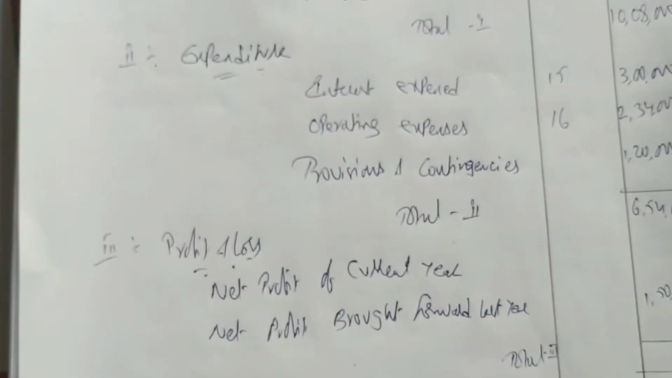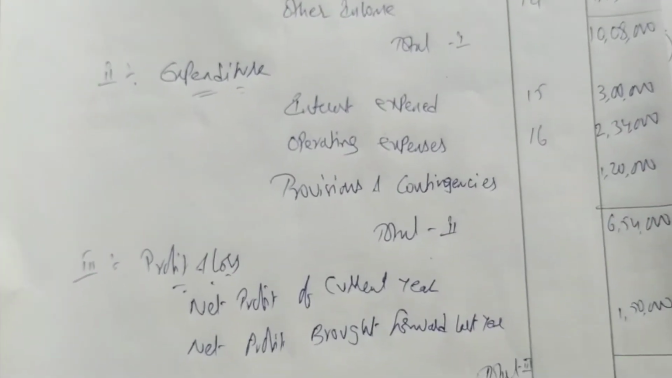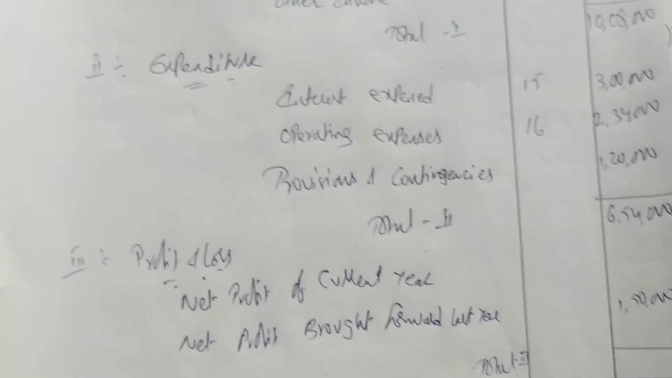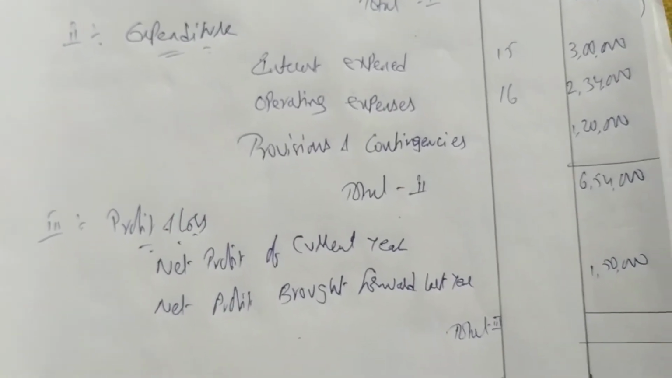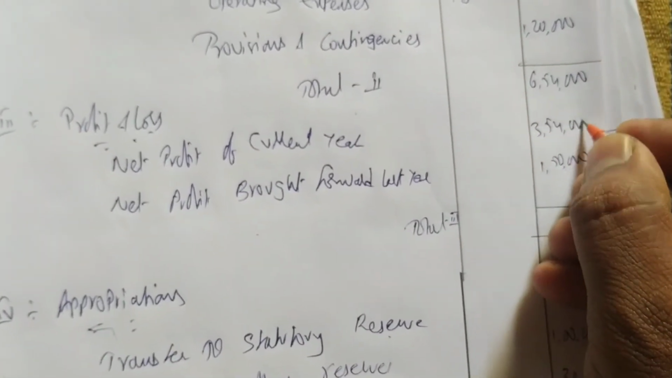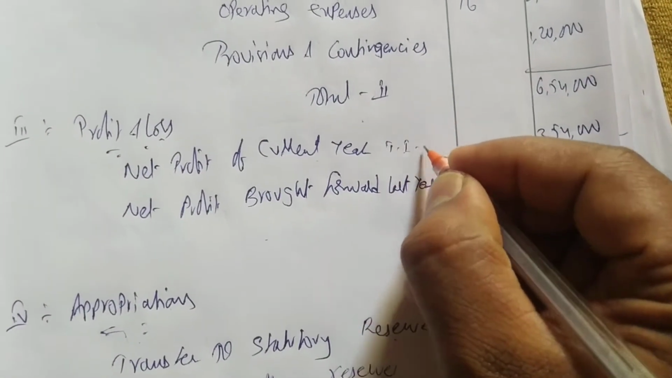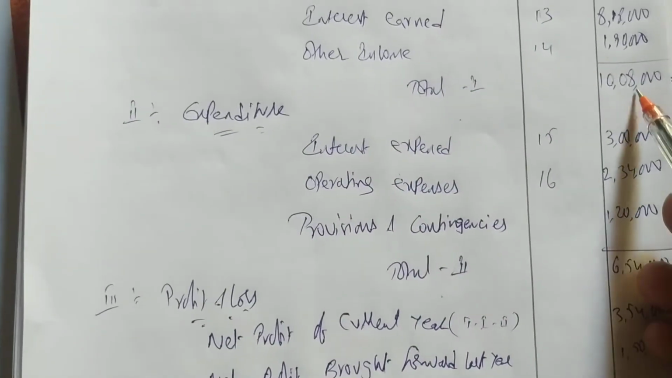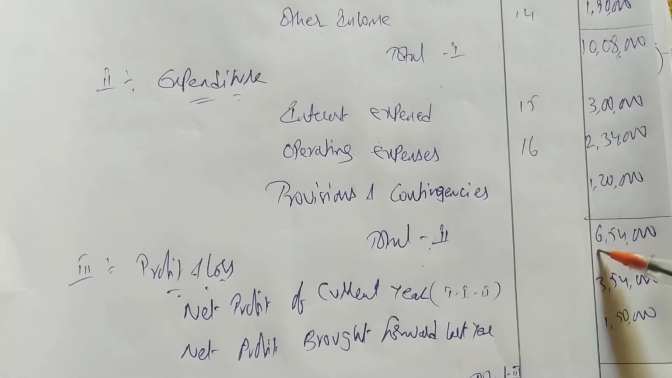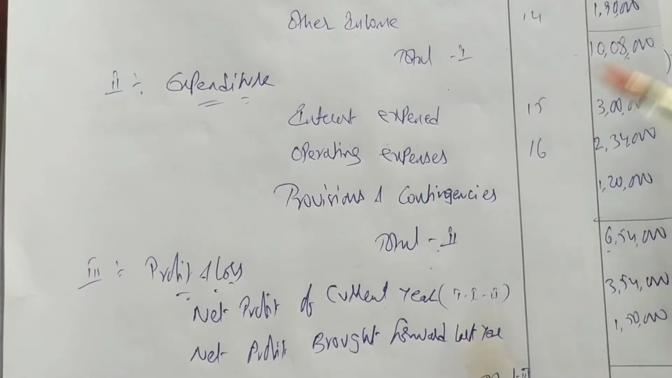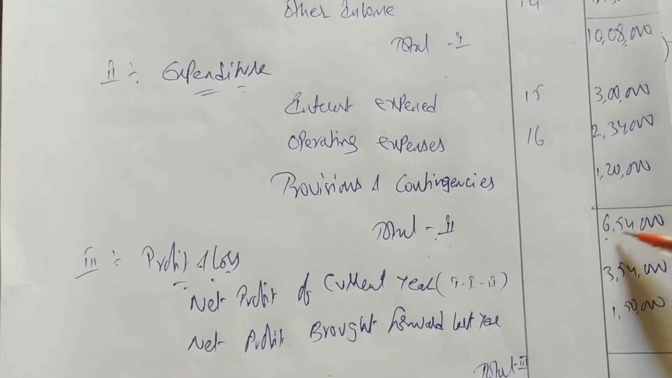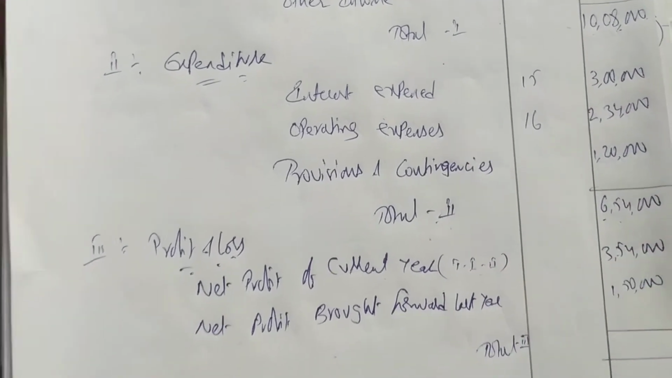Okay, so current year profit we will write here: total 1 minus total 2. 10,08,000 minus 6,54,000, we are getting 3,54,000 as current year profit. How do we get it? Total 1 minus total 2. Total 1 is total income 10,08,000. From income you deduct total expenditure 6,54,000, and you get current year profit 3,54,000.